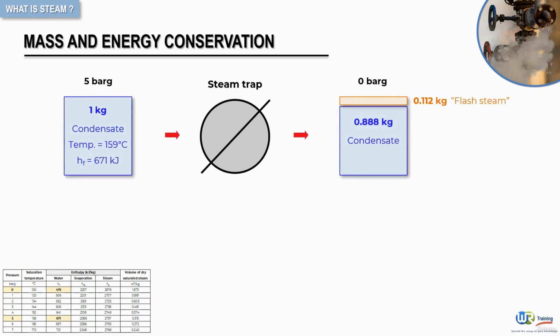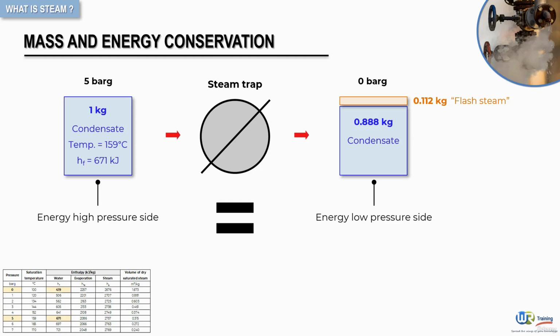The total mass of flash and condensate remains at 1 kg. The principle of energy conservation states that the total energy in the lower pressure state must equal the total energy in the higher pressure state. Therefore, the amount of heat in the flash steam and condensate must equal that in the initial condensate, 671 kJ.